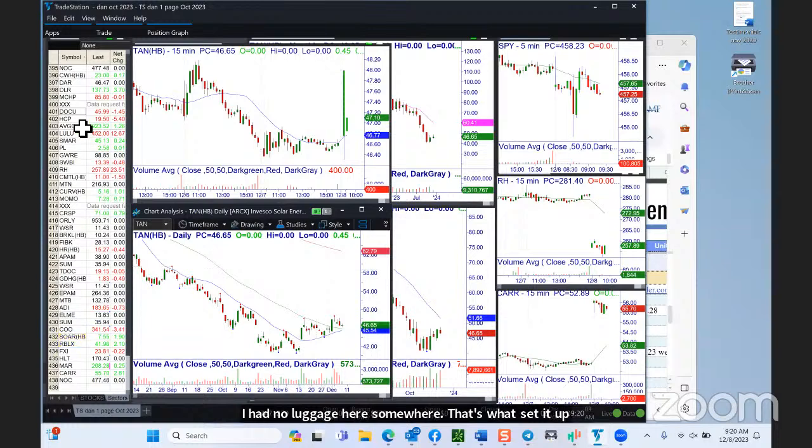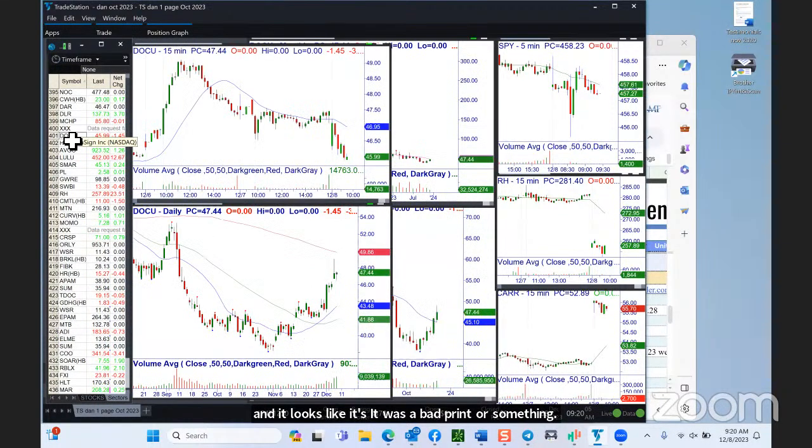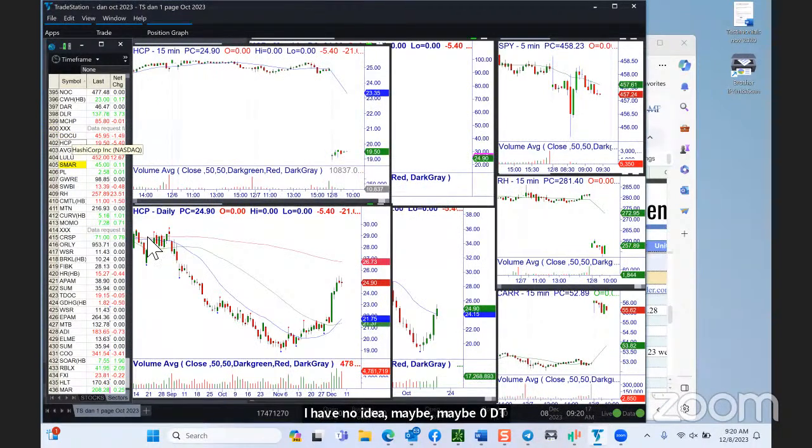All right, earnings. Daku, 46 bucks. I have no idea. Maybe zero DTE call spread. That's a nasty gap. Wow. That is one nasty gap. So I'm going to watch it just to see where buyers, if they want to step up. So 30-minute highs of zero DTE put spread idea.